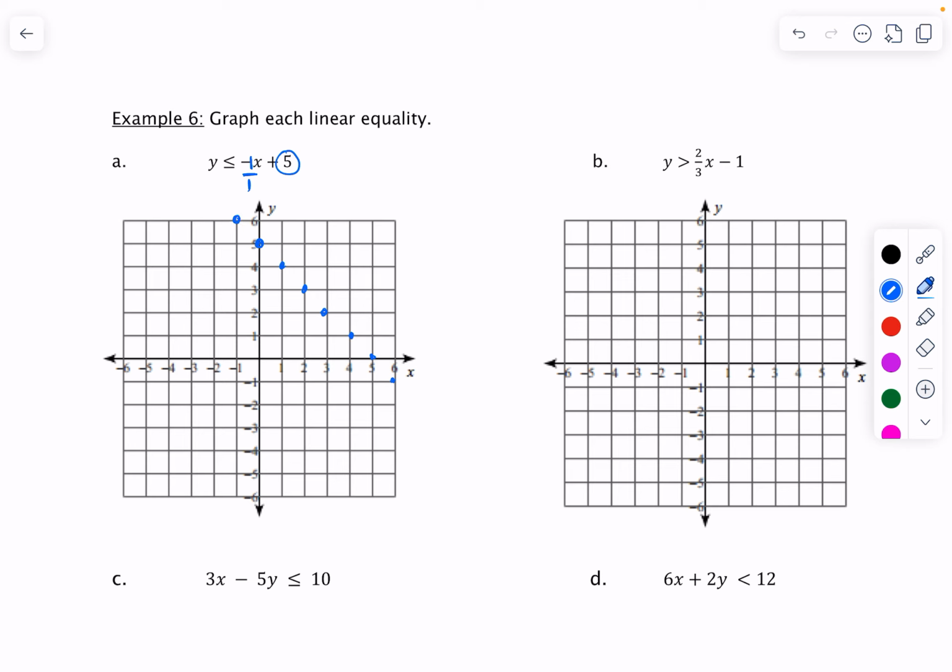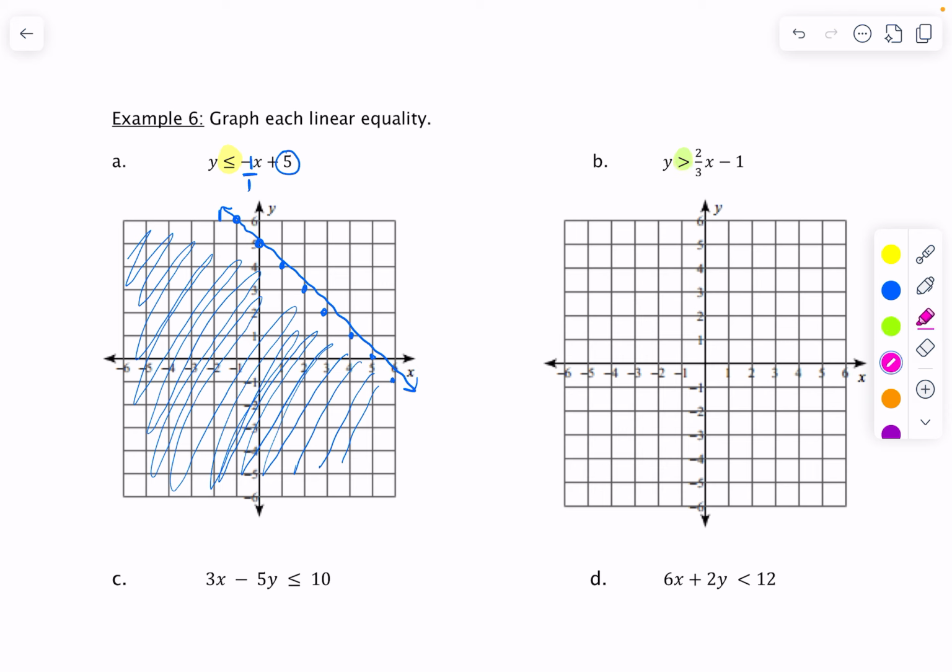Am I going to connect this with a dotted line or a solid line? I'm going to connect it with a solid line because there's my inequality. Oops, I didn't mean to use the highlighter there. Connect it with a solid line. Draw your arrows at the end. This is a less than sign, and so I'm going to shade below this line here. Okay. Example B has got a greater than symbol.